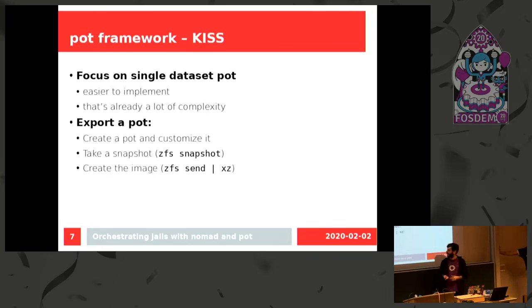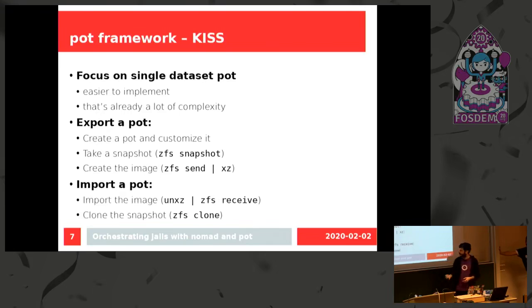How do I export a pod? Basically, you create a pod, basically a jail, you customize it, you put the software that you want, you take a snapshot, and then with ZFS send and a compression tool, boom, you create an image. So basically what you want inside your jail. And then you have a file. A file is easy to move. To import a pod, well, it is the other way around.